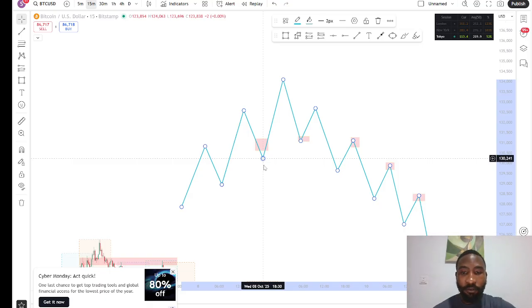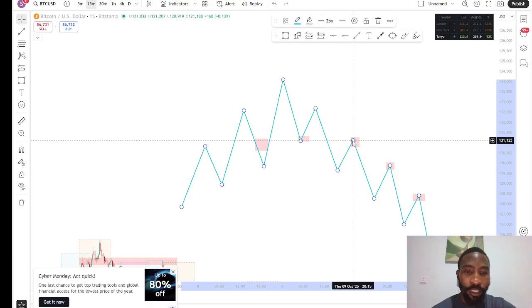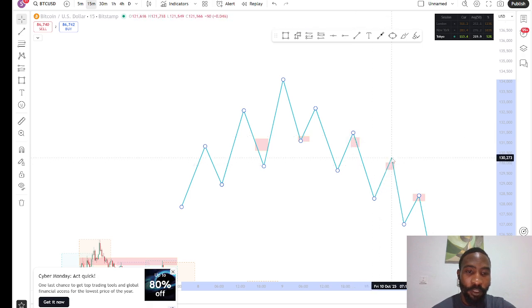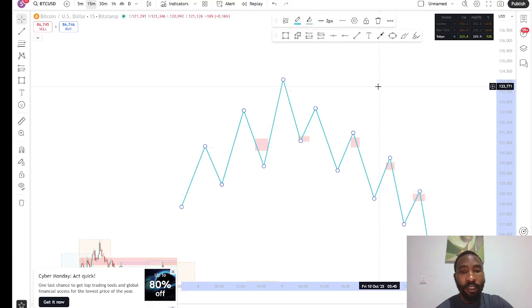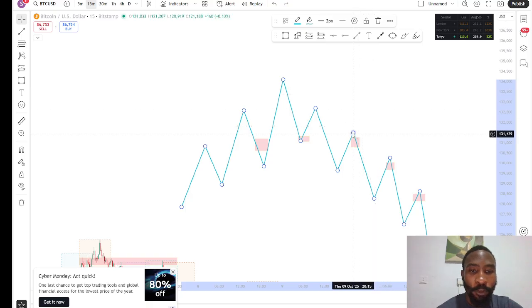Then sometimes it can even come to this point, then this point, this area of interest, just to take money from people who are buying and selling impulsive buys and sells. Then it will start going where it's supposed to go. So your job is to be able to identify this area.